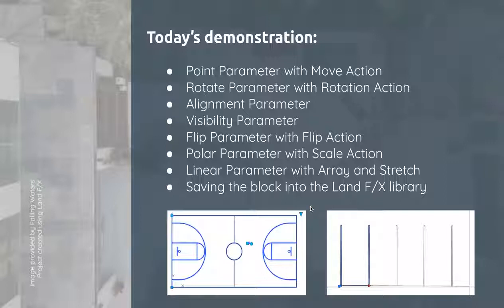So for today's demonstration, we're going to go over some of the simpler parameters and actions. First, we're going to do a point parameter with a move action. Then we'll do a rotate parameter with its corresponding rotate action. Then we'll do an alignment. We'll mess with some visibility states, add a flip parameter and a flip action, a polar parameter with a scale action, and then we'll finish up with the linear parameter with the array and stretch actions. And then we'll show saving that into the Landifix library to be used.